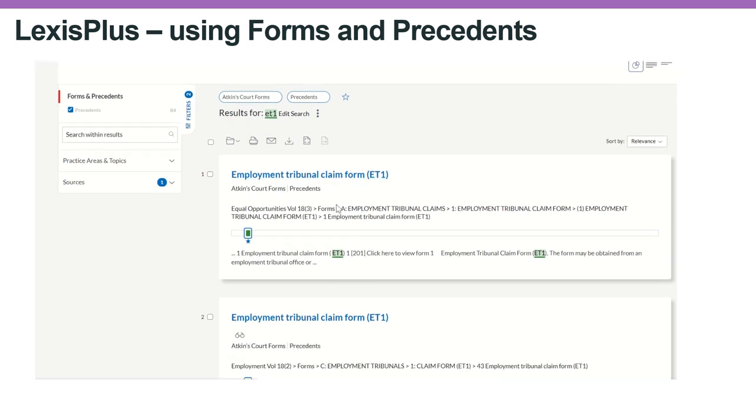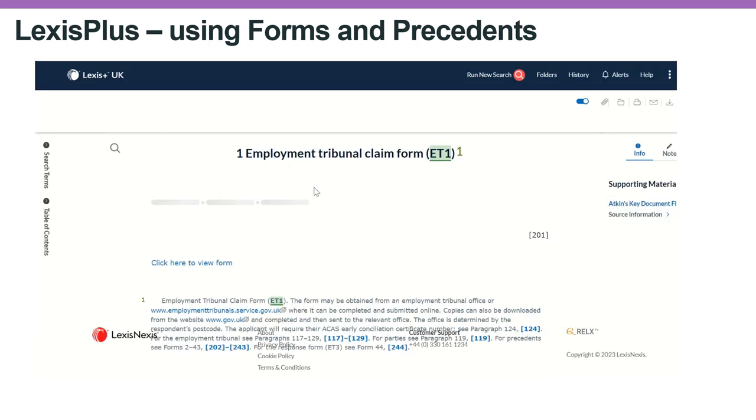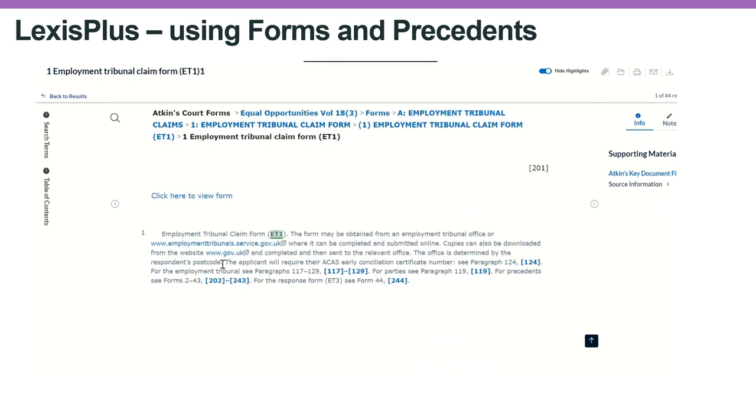So you've got here the title of it, and it is referred to as ET1. In the results, simply click on the link here and you'll be able to look at the form. It will give you some information about it. And then to open the form, you can click on here, and that'll open up a PDF which will be editable.